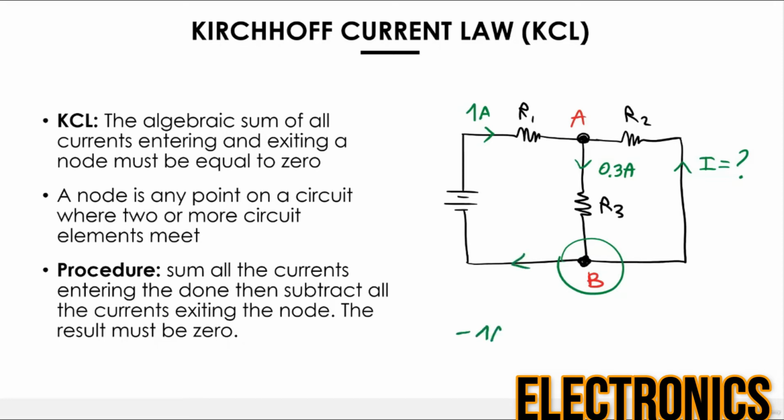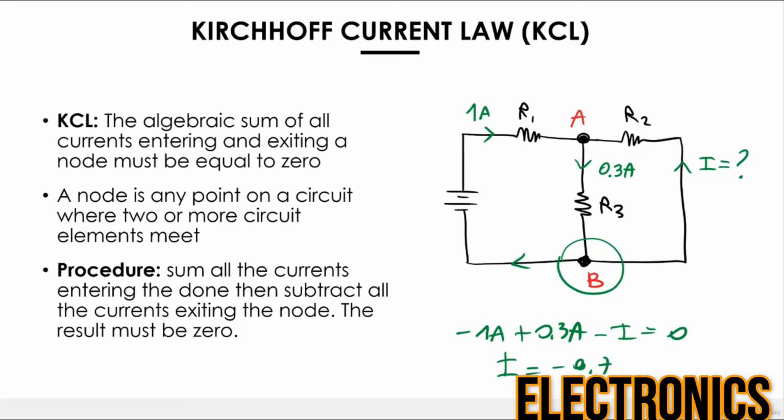So it's minus 1 amp. The 0.3 current is coming inside of it, so 0.3 amp. And the current I that we're trying to find is leaving the node, so it's minus I is equal to 0. So as you can see, we get exactly the same results.